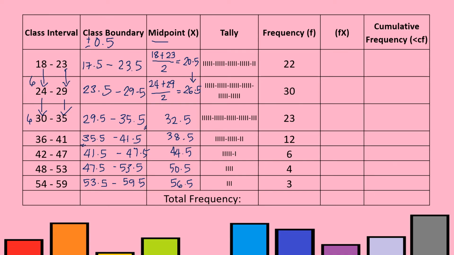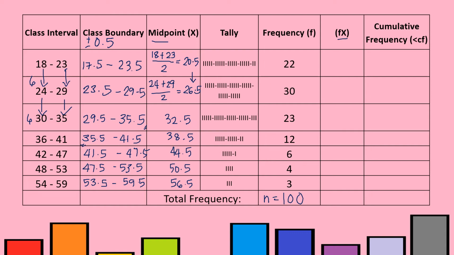Of course, the frequency is how many there are using the tally. So let's get the sum. Try to get the sum of the frequency. So I have 22 plus 30 plus 23 plus 12 plus 6 plus 4 and then plus 3. So the answer is 100. Okay, so there are 100, the n. So this is the n, right?